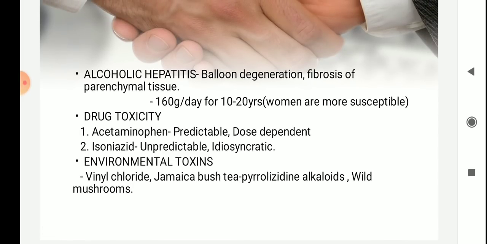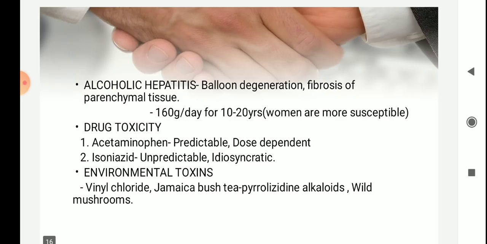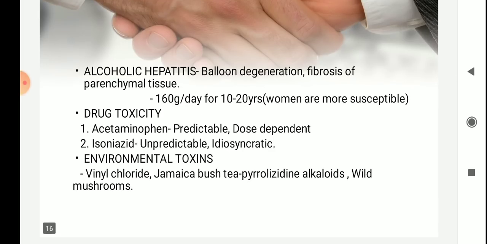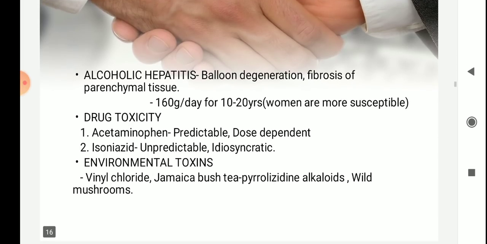Alcoholic hepatitis, as you have already studied in earlier classes, has ballooning degeneration and fibrosis of the parenchymal tissue. It follows consumption of more than 160 grams of alcohol per day for 20 years. Women are more susceptible, remember that. The vulnerability is more in women, with the side effects of alcohol being greater. Drug toxicity: acetaminophen, isoniazid. Then environmental toxins, vinyl chloride. Wild mushrooms are also implicated here.